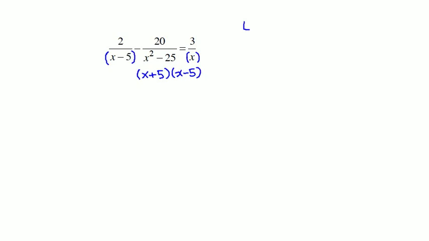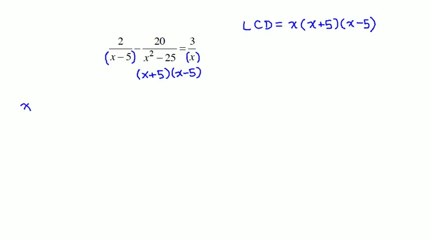My LCD has to have all of these factors in it, so it needs a factor of x plus 5, a factor of x minus 5, but we do not need two copies of this factor x minus 5. It shows up twice, but it shows up twice in two separate denominators, so we should be fine with the version that we have. I am now going to multiply this LCD by both sides of the equation.